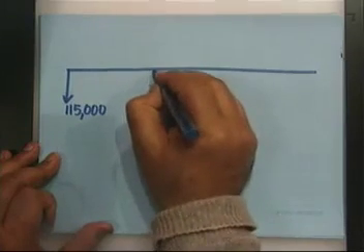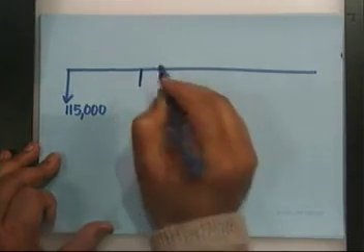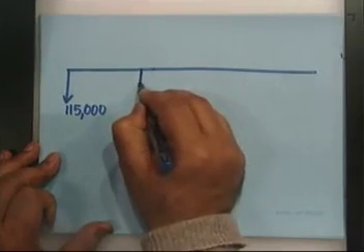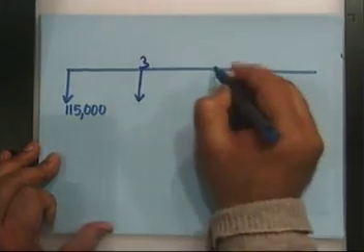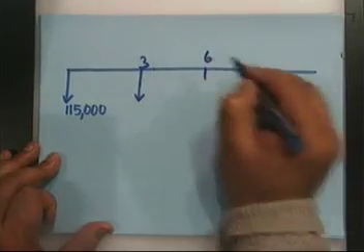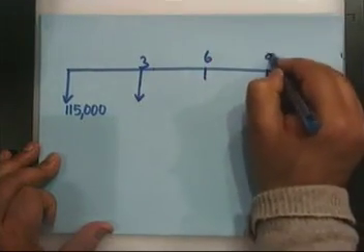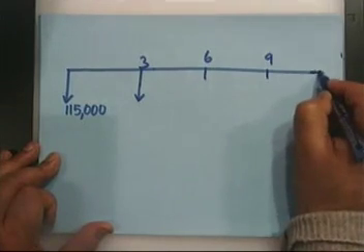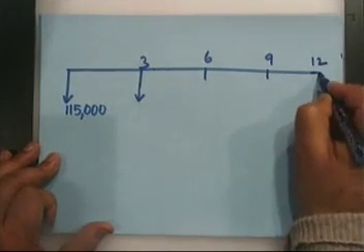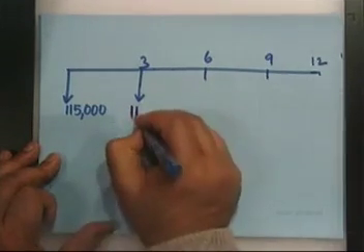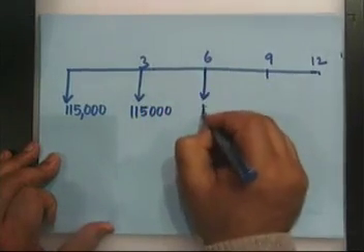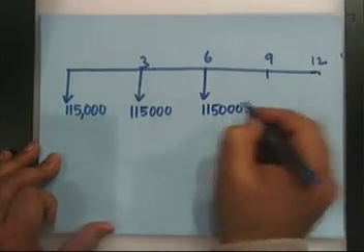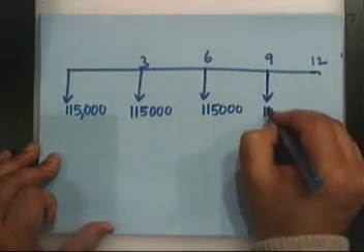Then it gets repeated every third year. Here it is time t is equal to 3, 6, 9 and finally 12. So here also I am repeating 115,000. Here also you have 115,000. Here also you have 115,000.